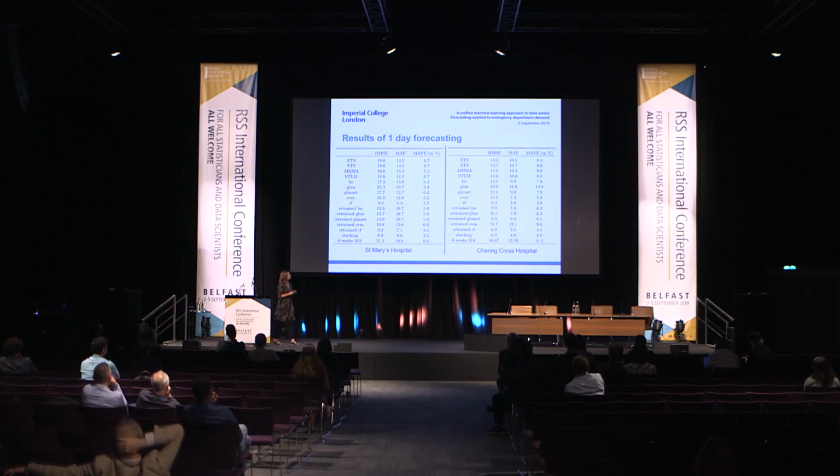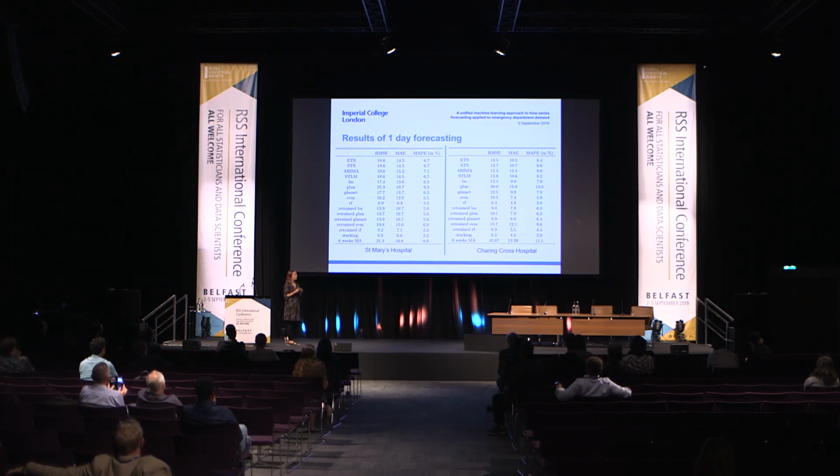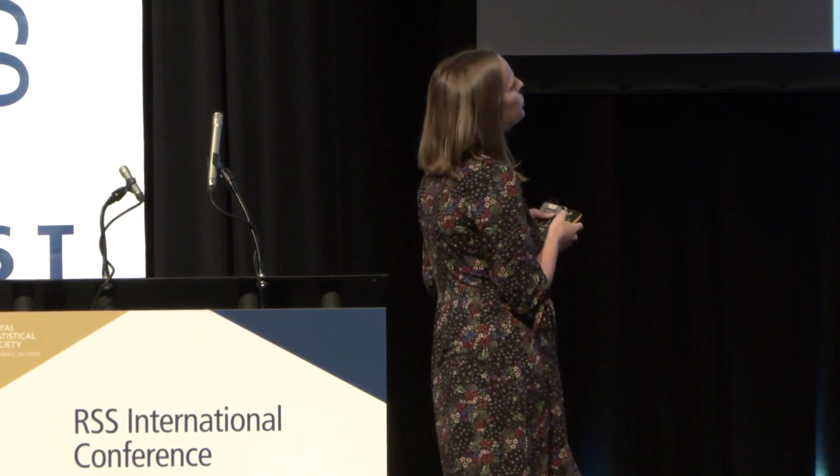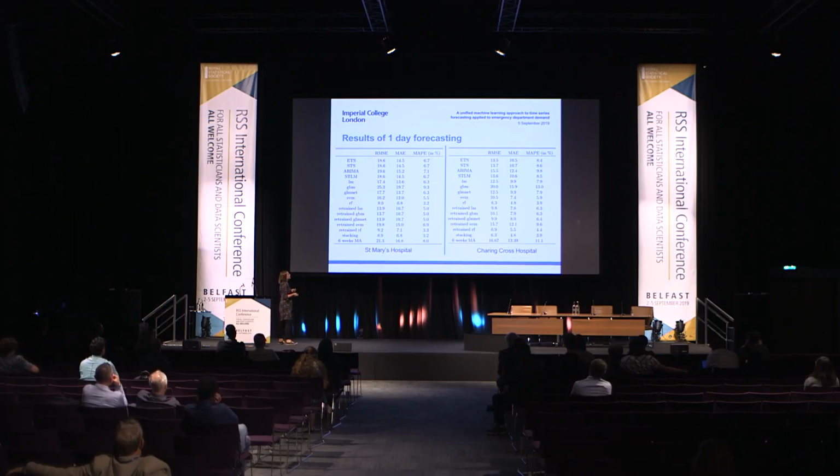And these are our results. So these are 1 day forecasting results for St. Mary's Hospital and for Charing Cross Hospital. And these are the algorithms we're using. So there's several time series algorithms and the machine learning algorithms. And as you can see, there are the 2 random forests here and here, which give us a percentage error of roughly 3%, 3.2, 3.3%. It's similar for the Charing Cross Hospital, it's 3.9% for the random forest.